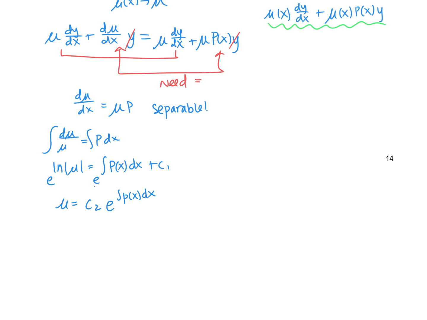So remember, we've done this before. E to the c1 gives us a constant, which I'm going to just make c2. Okay, so if we make c2 equal to 1, that gives us that mu of x is equal to e to the integral of p of x dx. Okay, so this term right here is called the integrating factor.